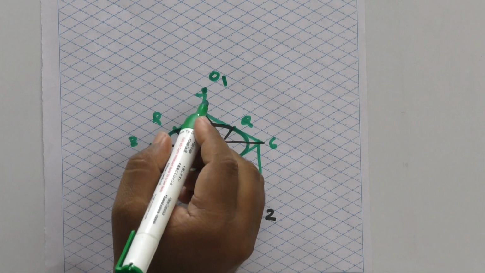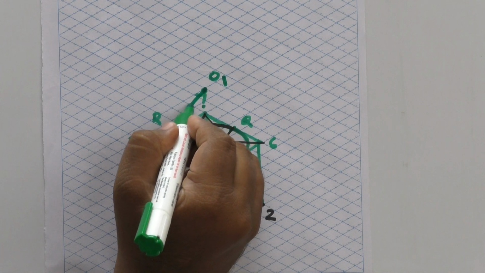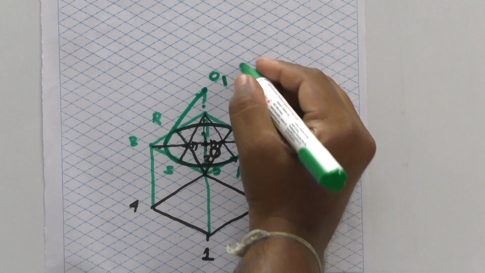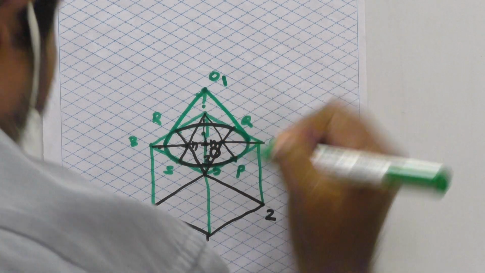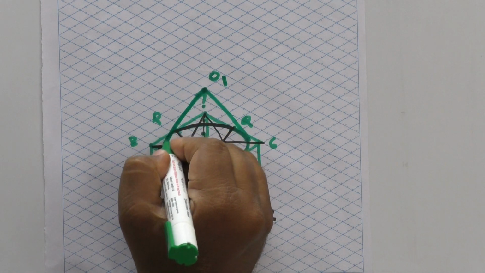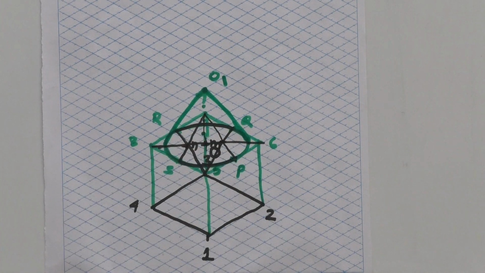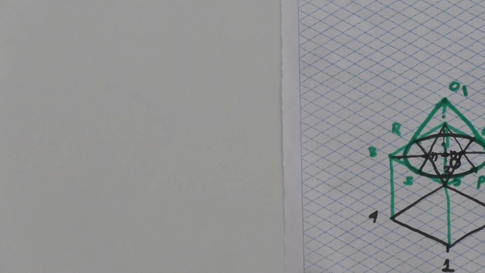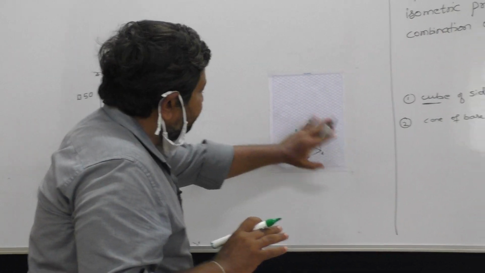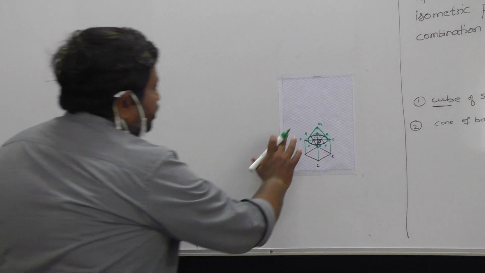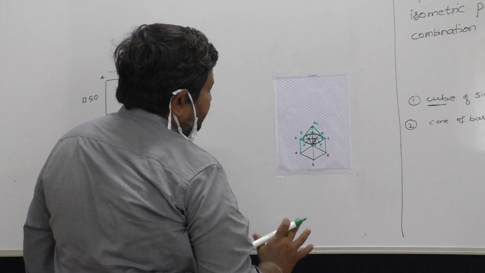Now with respect to this O1, draw a tangent to the ellipse on either side. Now you can see this is the cone of base diameter 30 millimeters and 40 millimeters height, constructed in the isometric projection. In the isometric projection, only the visible lines will be highlighted, we should not show any hidden lines, and we should not make any notations. Erase all the notations which we have used for the construction purpose.